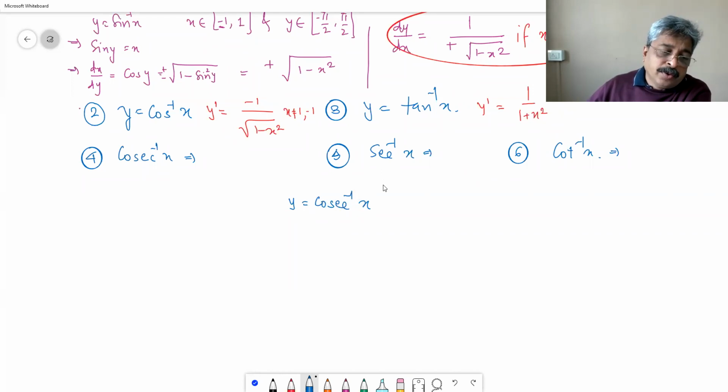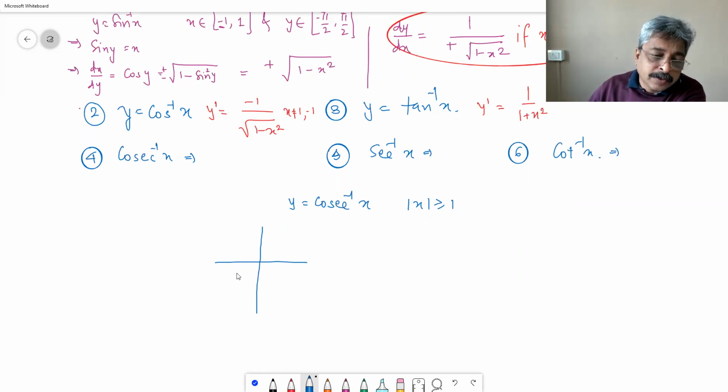Can you tell me what is the domain of x when it is cosec inverse? x can take what values? Minus infinity to minus 1, and 1 to infinity. So mod x is greater than or equal to 1, and y can take which values? Minus pi by 2 to pi by 2 excluding 0.